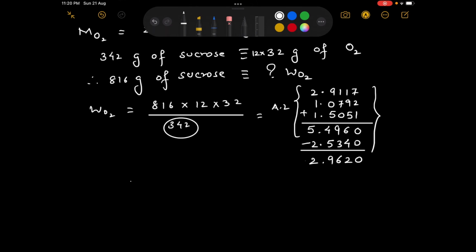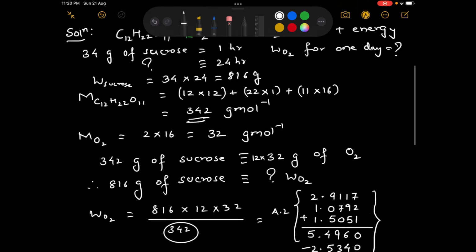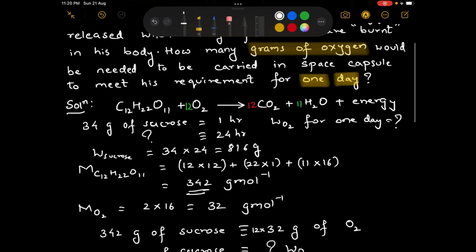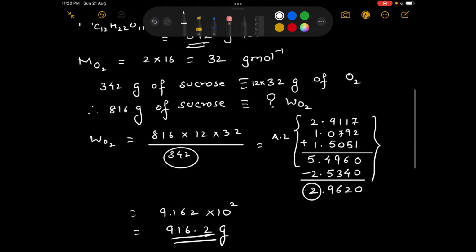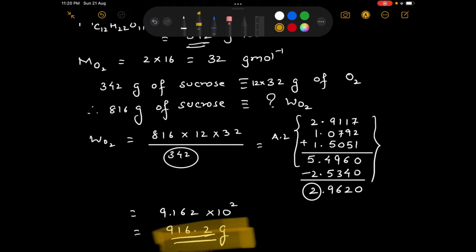Now the antilog for this will be 9162, putting a decimal directly after one digit, into 10 raised to 2. This is the power, 10 raised to 2. So we get it as 916.2 grams. So the daily requirement of oxygen for the astronaut to be carried in the space capsule is going to be 916.2 grams. Thank you.